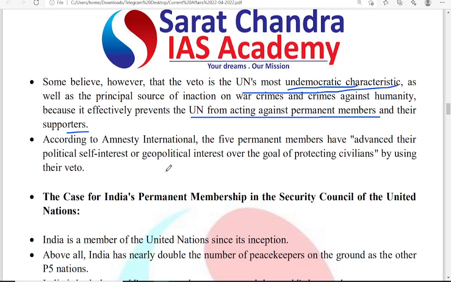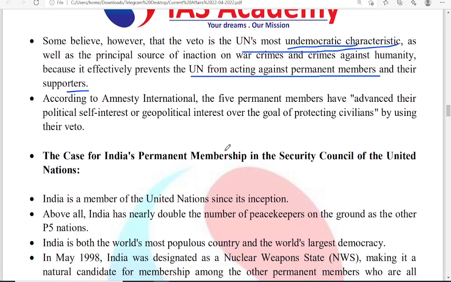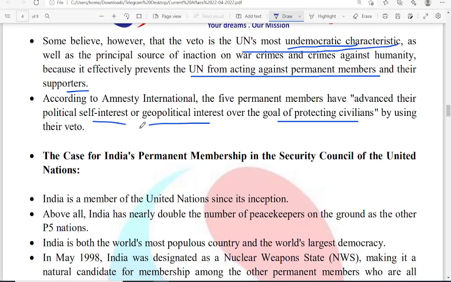Another argument is that these 5 countries which enjoy the veto are using this veto power for their self-interest and their geopolitical interest. Instead of protecting civilians, they prefer their own self-interest and geopolitical interest over the higher goal of protecting the whole world.